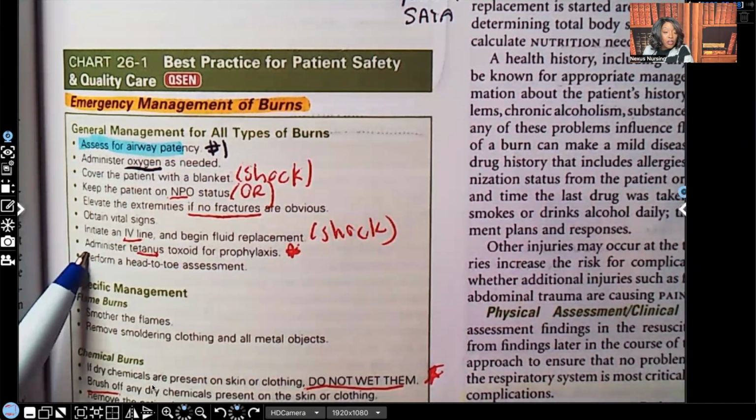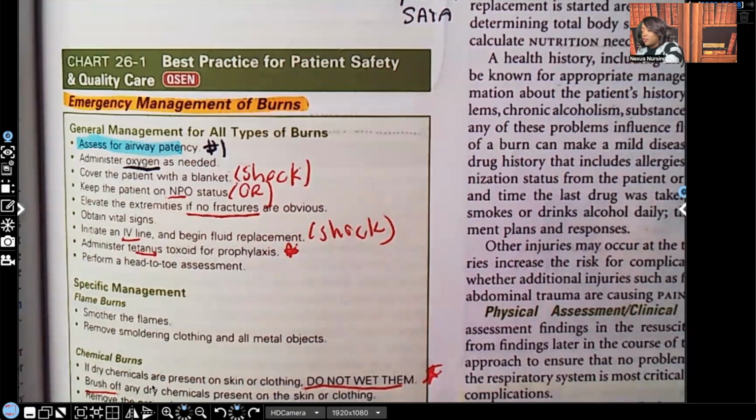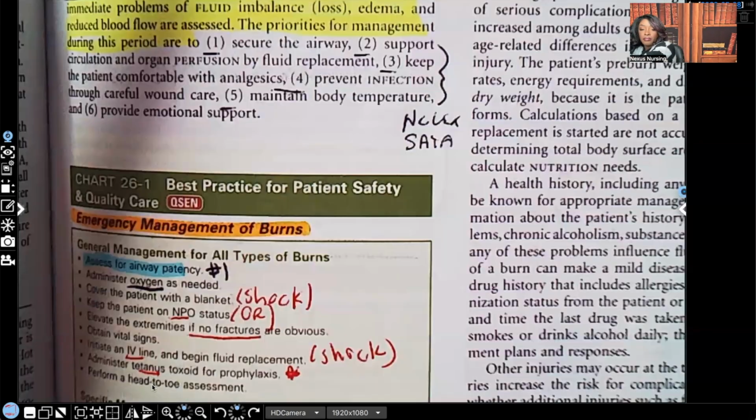Administer tetanus toxoid for prophylaxis. We're going to perform a head-to-toe assessment. Let's talk about chemical burns. What if the patient had a chemical burn?